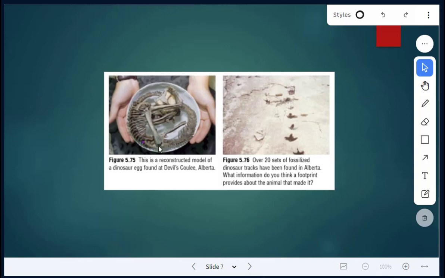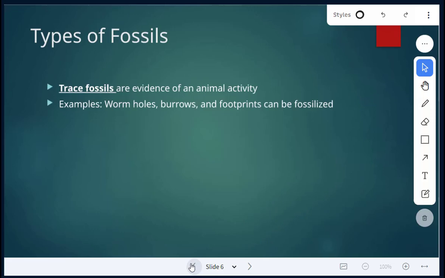So for example, we have some examples of different kinds of fossils here. This is a reconstructed model of a dinosaur egg. This was found in Alberta. Here we have fossilized dinosaur tracks, which have been found in Alberta, actually over 20 sets. So we can see fossilized dinosaur tracks. These would be trace fossils of footprints. So again, trace fossils, they're evidence of the animal activity.